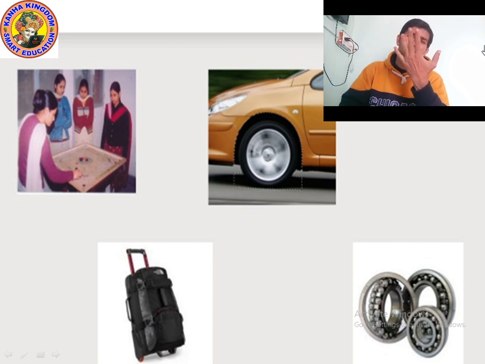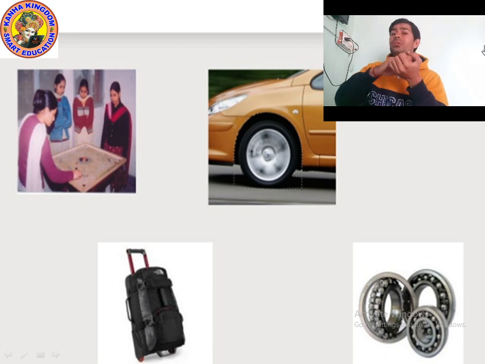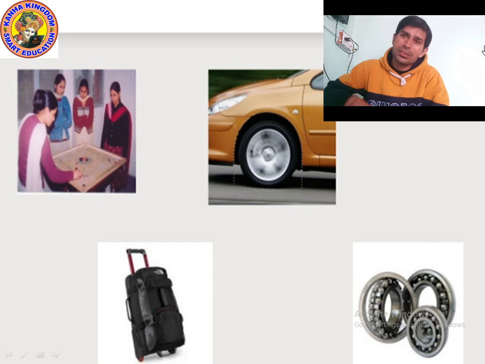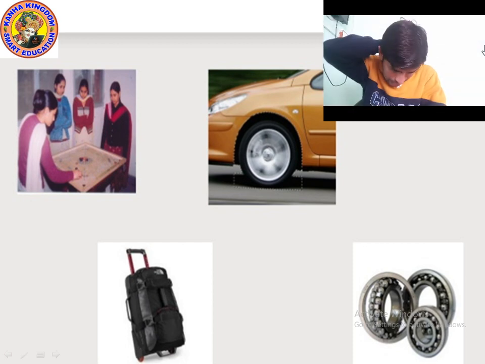Point number 5, rollers are used in luggage bags to reduce the friction. Point number 6, wheels are used in vehicles to reduce the friction. And the last point, ball bearings are used in ceiling fans, bicycles and vehicles to reduce friction. I hope you understood.